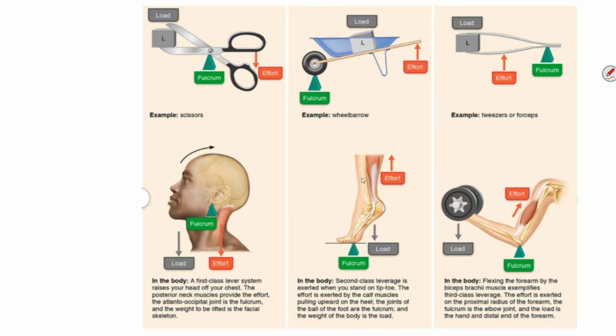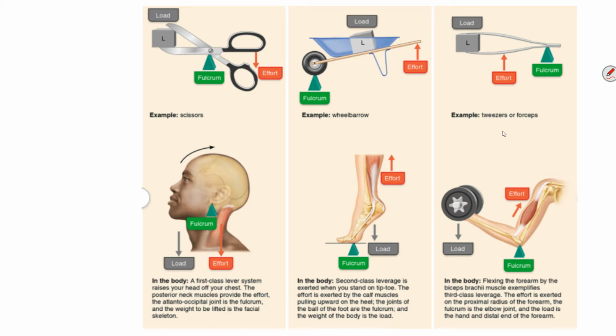This second class is a great example. This is your foot, because the fulcrum is where the toes touch. The load is the whole body coming down, but the effort is on the other side of that, pushing up. This particular lever allows you to lift a lot of weight with a little bit of movement.